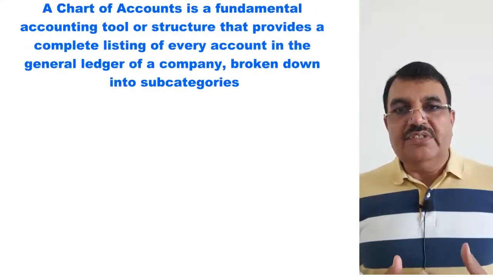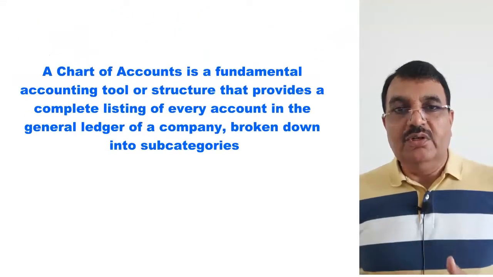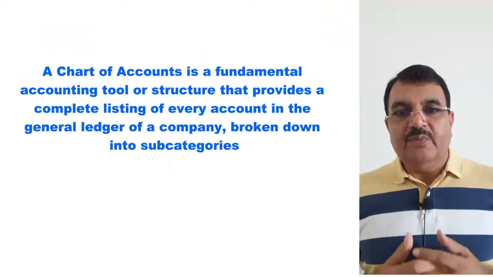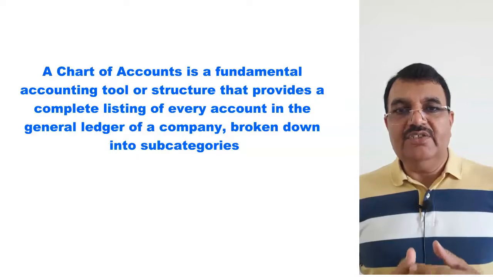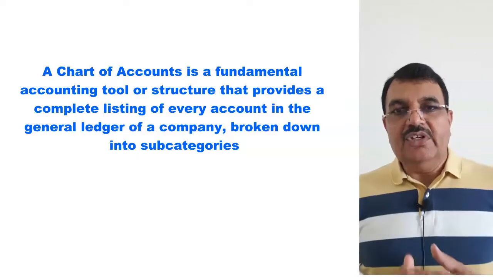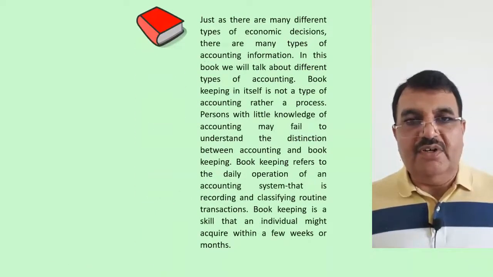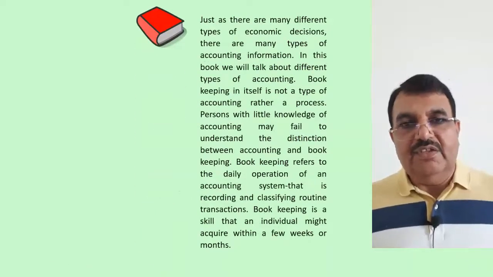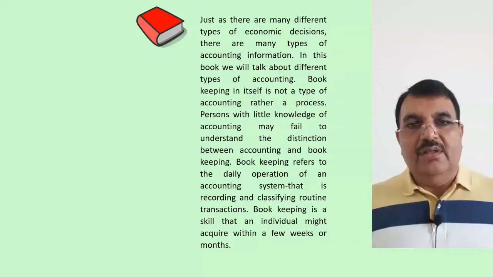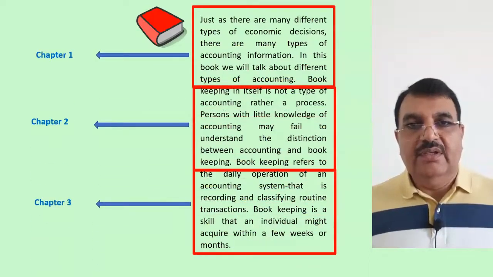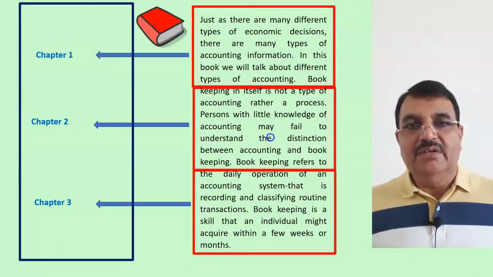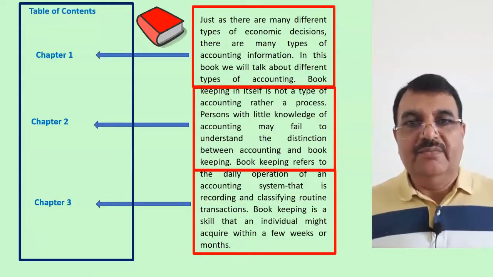A chart of accounts is a fundamental accounting tool or structure that provides a complete listing of every account in the general ledger broken down into subcategories. To understand chart of accounts properly, let us think of a book. Then think of that book being organized into chapters, and then think about a table of contents.